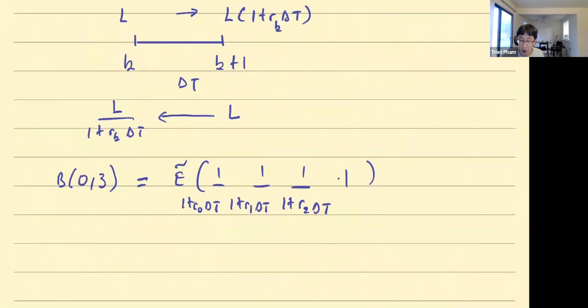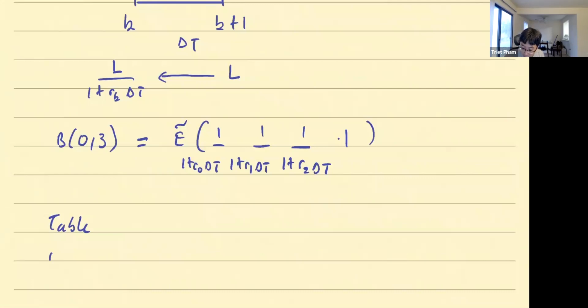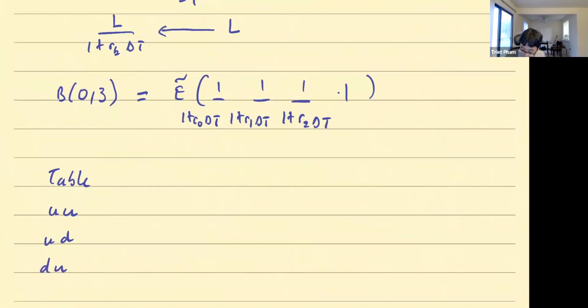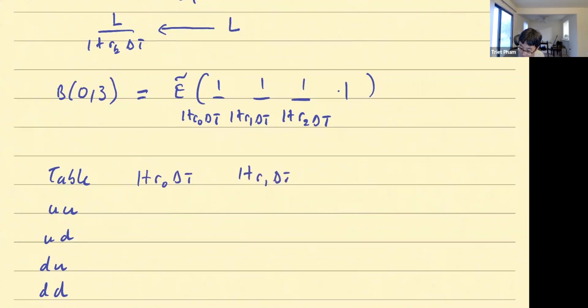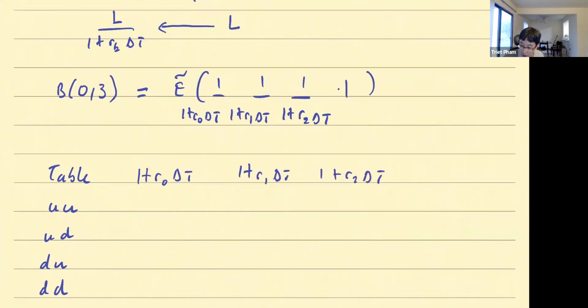And you know how to carry this out. You should do a table, where you have the paths UU, UD, DU, and DD. And then you do 1 plus R0 delta T, 1 plus R1 delta T, 1 plus R2 delta T, and then probability, and then you add them up.